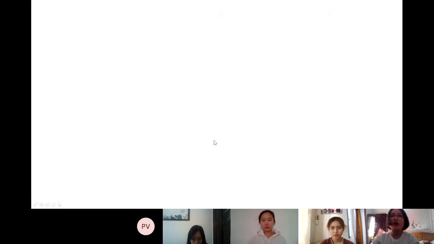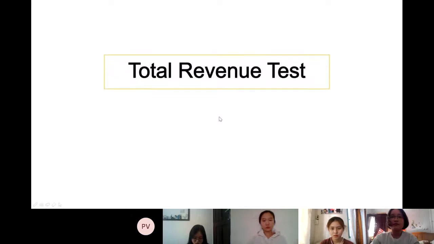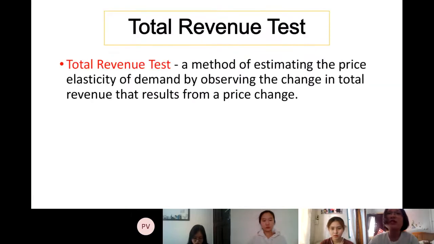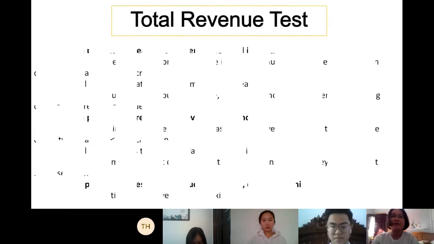Next, we're going to talk about the total revenue test. This is the definition, but I think it is not as important as what we have next. You can read it here, and I will move to the next slide.